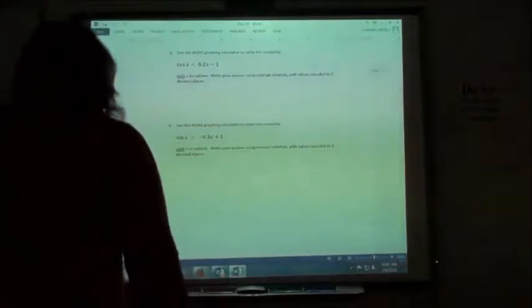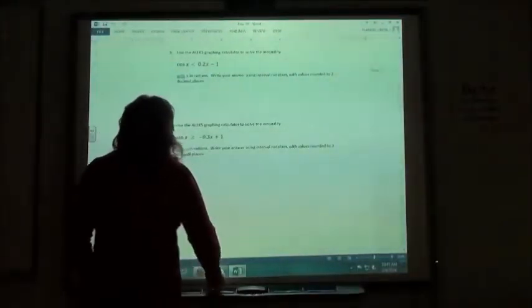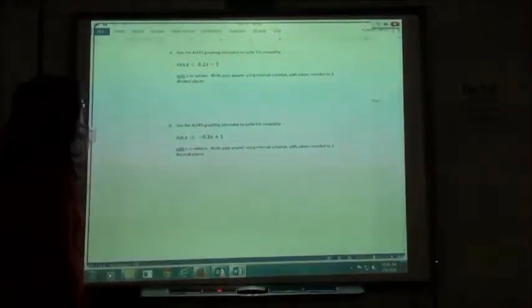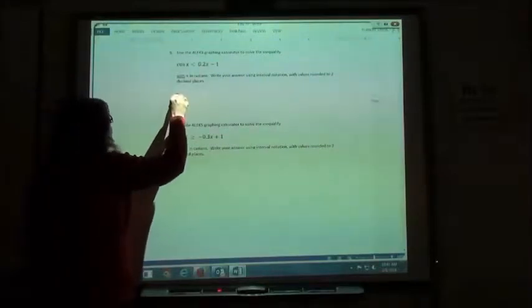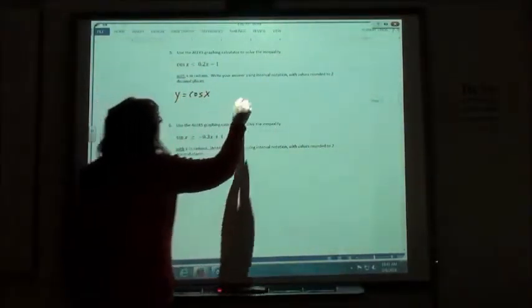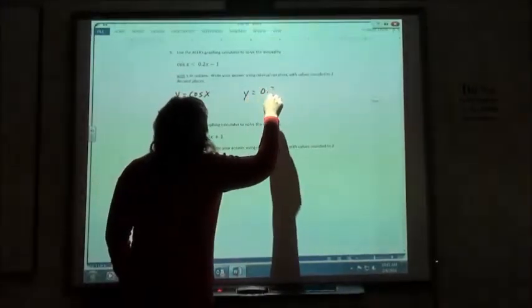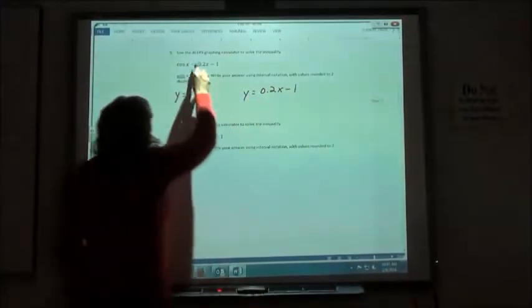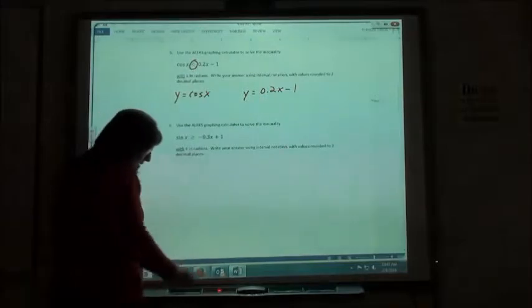Okay, number 5, we are figuring out where the cosine of x is less than 0.2x minus 1. So again, we're going to graph y equals the cosine of x. We're going to graph y equals 0.2x minus 1. We're going to figure out where it's less than.